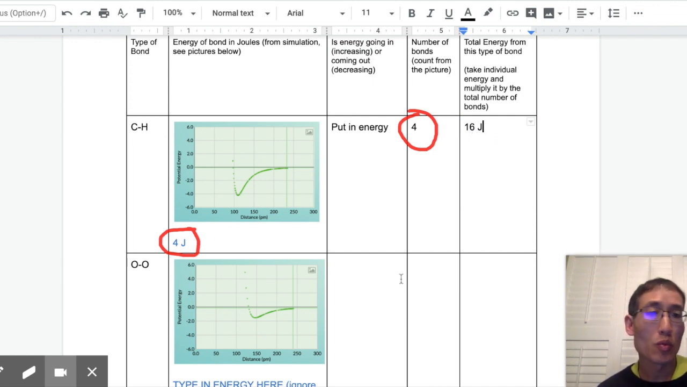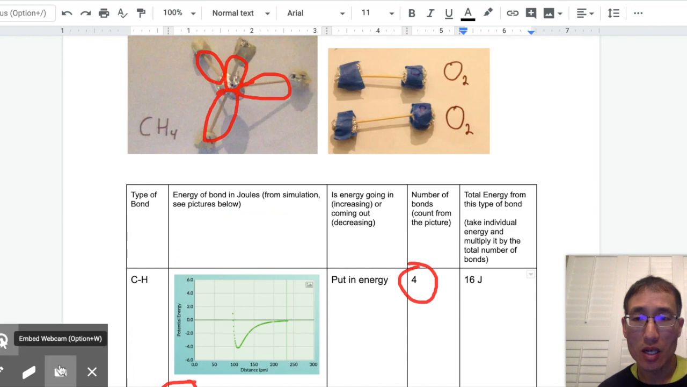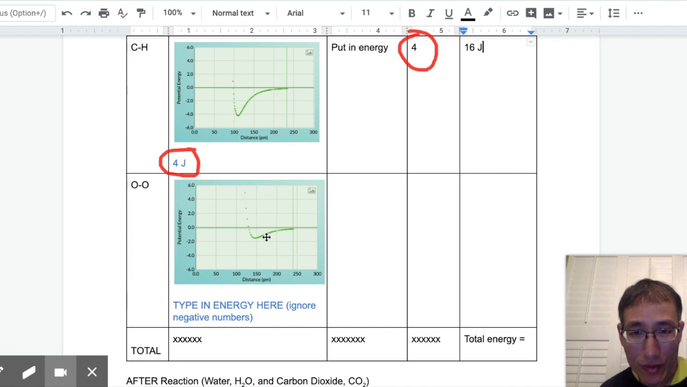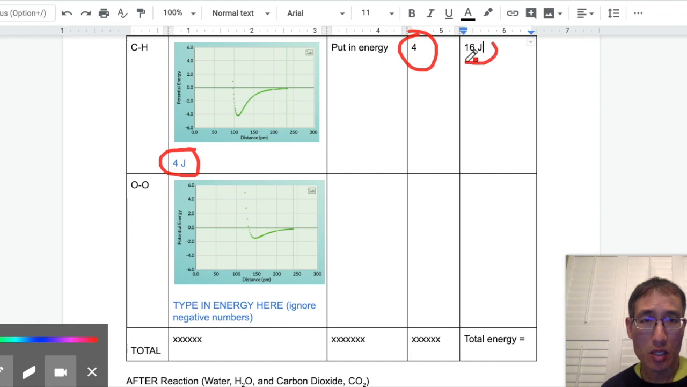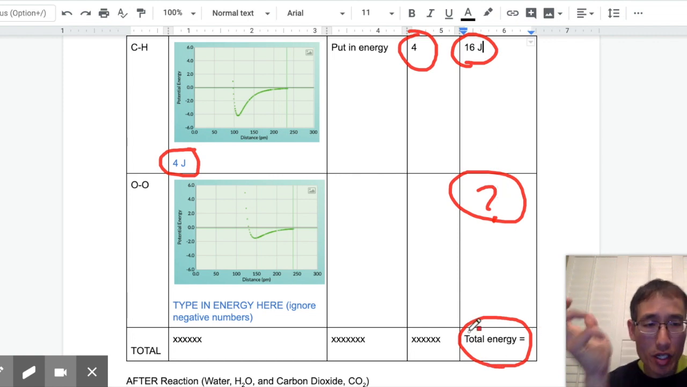Okay. So now you're going to do this for oxygen. Oxygen's up here. Do the same thing. Count the total number of bonds. Look at this graph to see approximately where it is on the graph, and ignore the negative numbers. And then when you have this number here and whatever this number is here, you're going to take these numbers, add them up, and type them in right here. So what's the total energy it takes to break all these bonds apart?